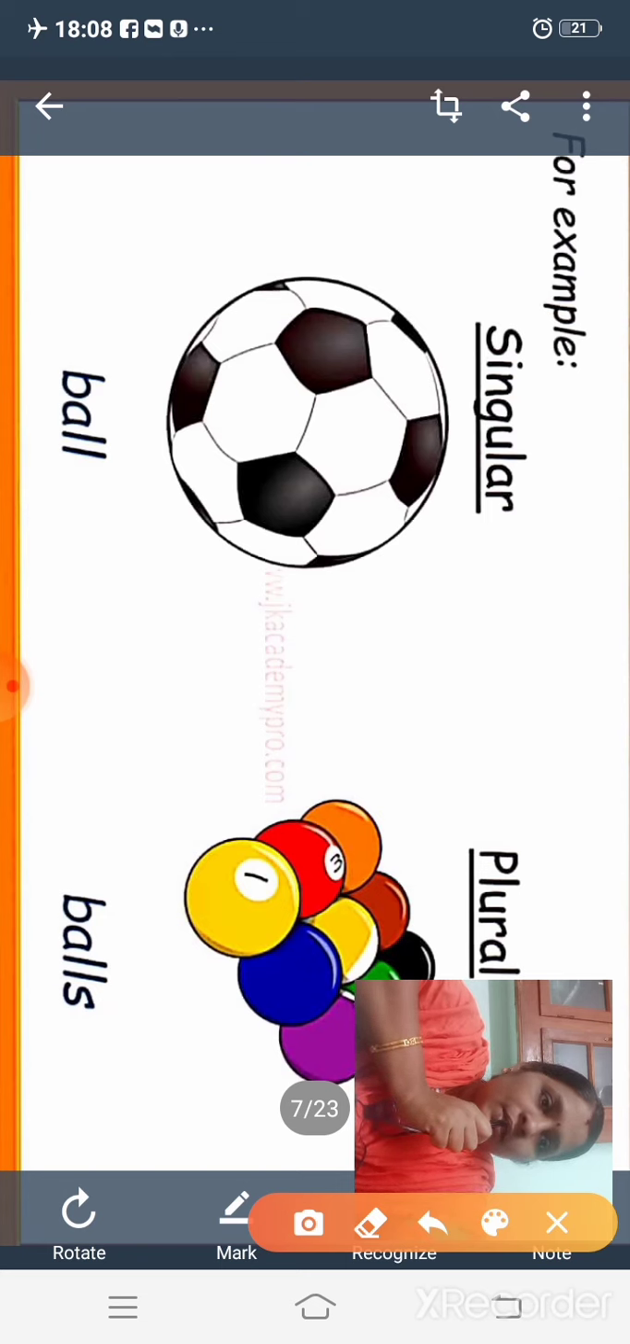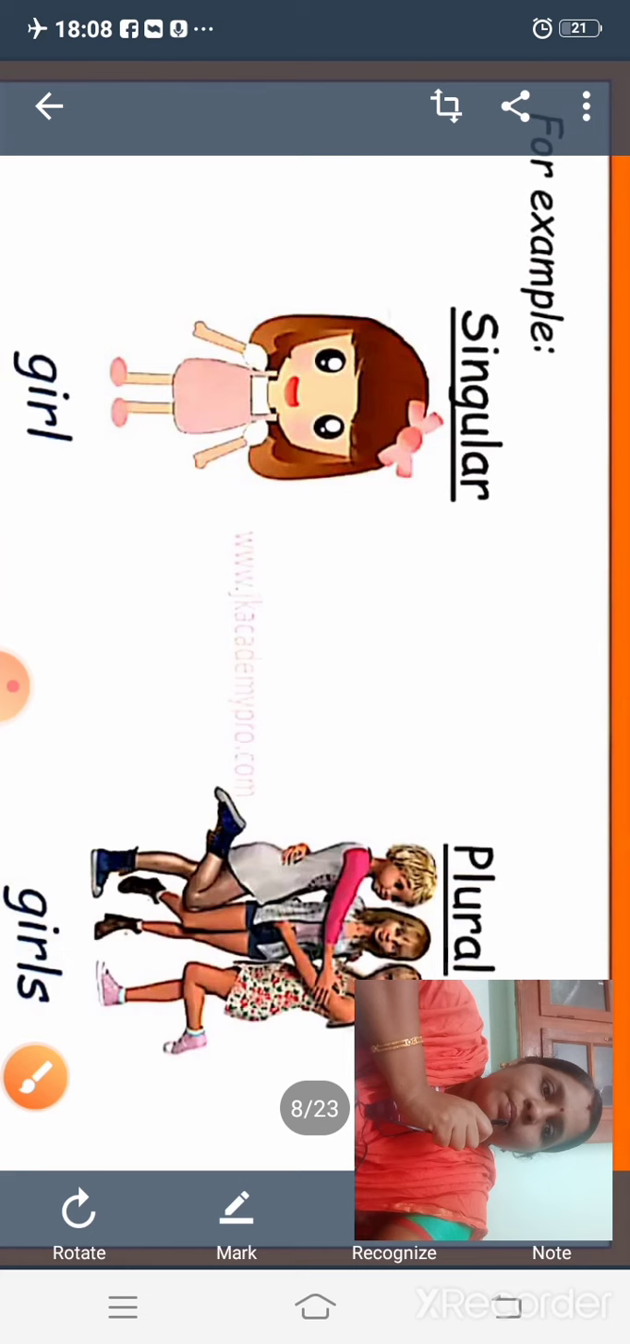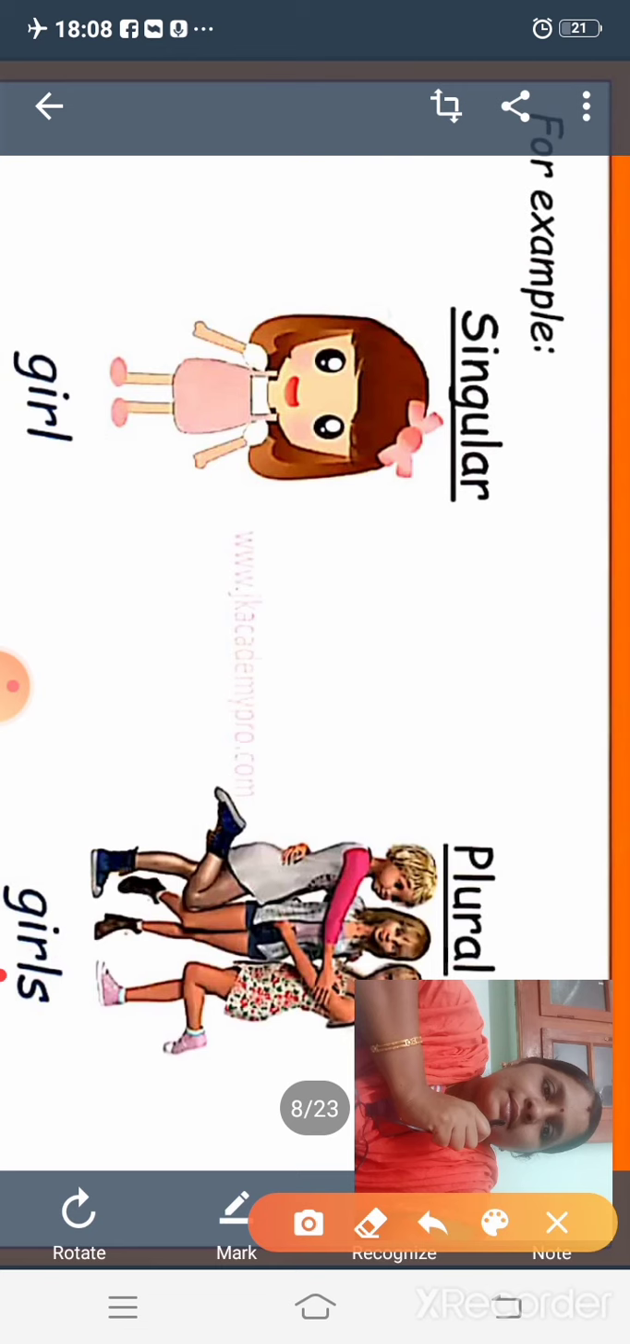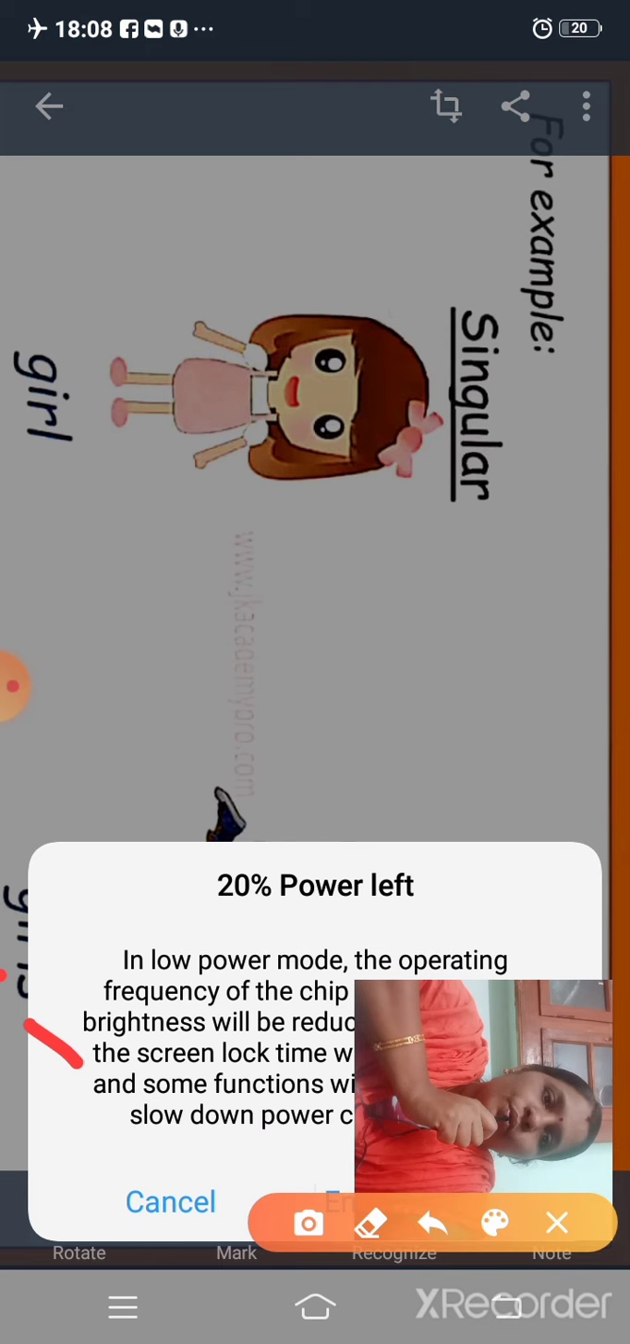So ball is a singular noun. And here we want to change the singular noun to a plural noun. So what we have to do is simply add the letter S at the end of this word. Ball, balls. Thereby we can make it into plural form. Then another example. Girl, girls. Here also we added the letter S at the end of this word to make it into plural form.